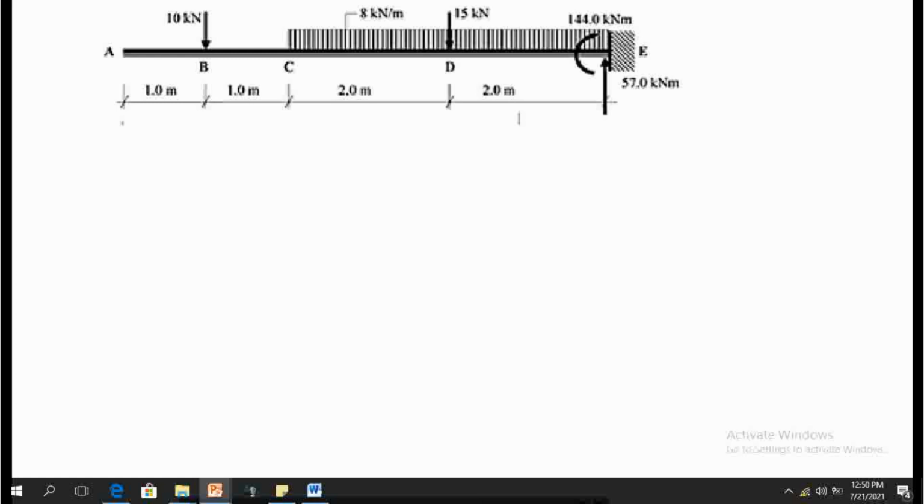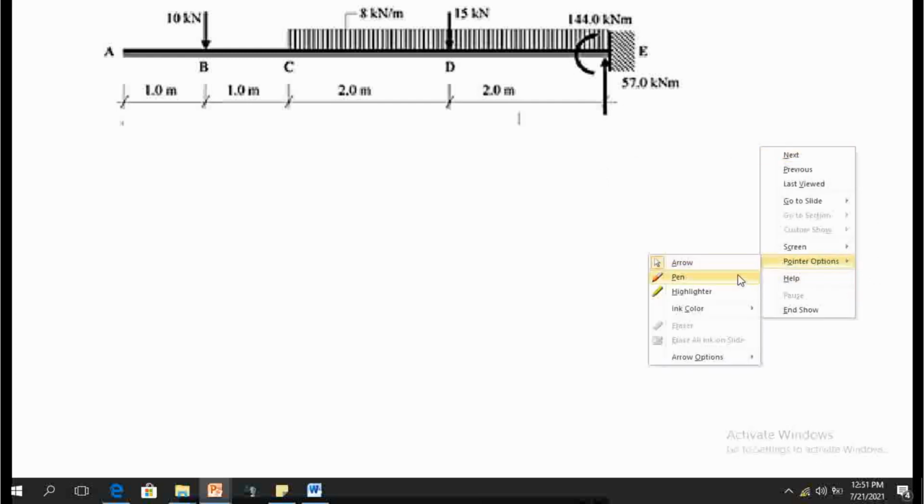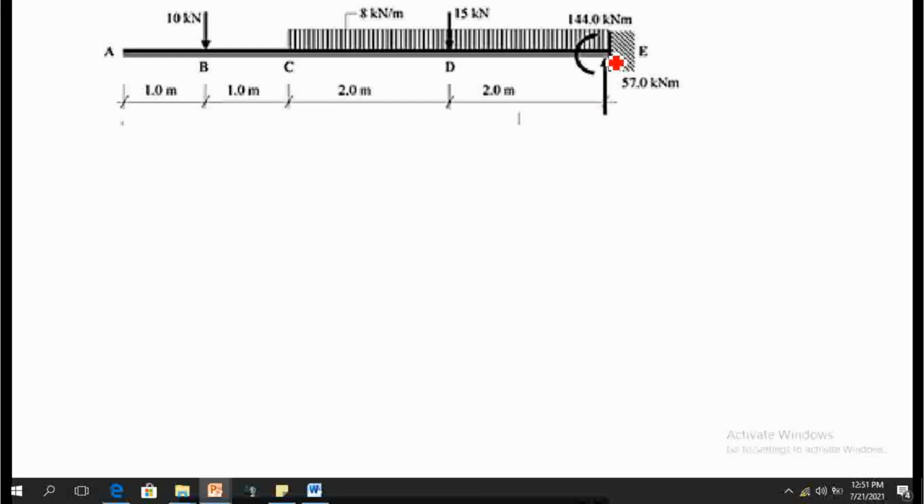Especially kapag madami ng loads na nilagay dun sa beam. Just like, for example, this cantilever beam. So, pag nakikita nyo itong beam na to, ang support lang natin is andito kay point E. That is a fix, so cantilever ito. If I'm going to draw the elastic curve of this cantilever beam, it will look like that.